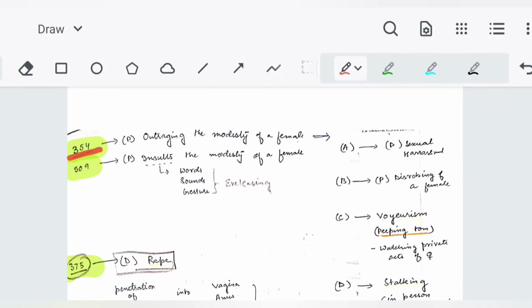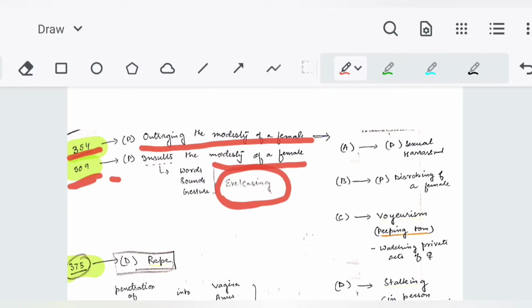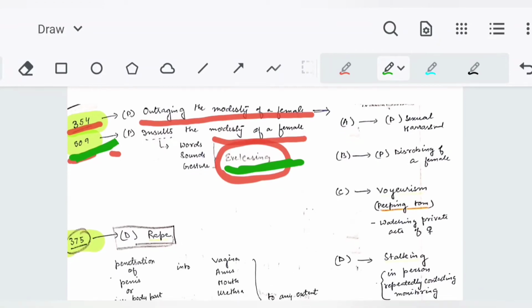354 is for outraging the modesty of a female. And 509 is insulting the modesty of a female, that is eve teasing. Punishment for eve teasing is dealt by 509. Okay.